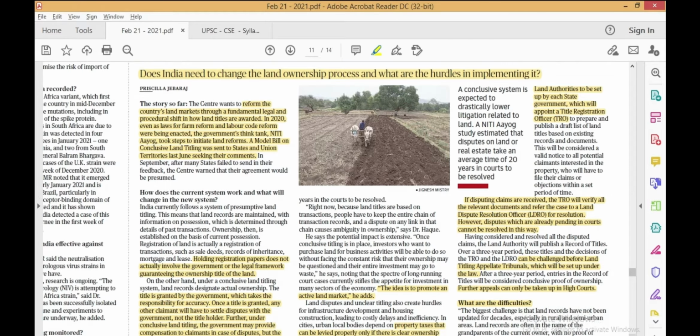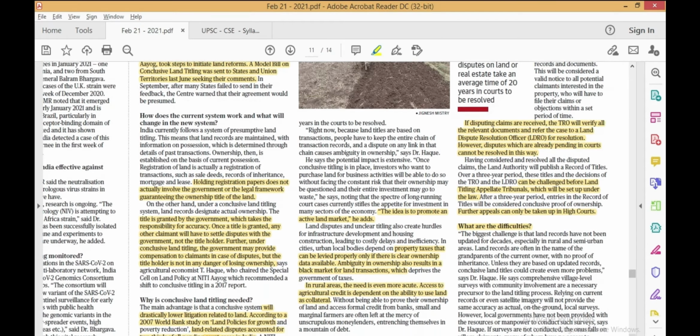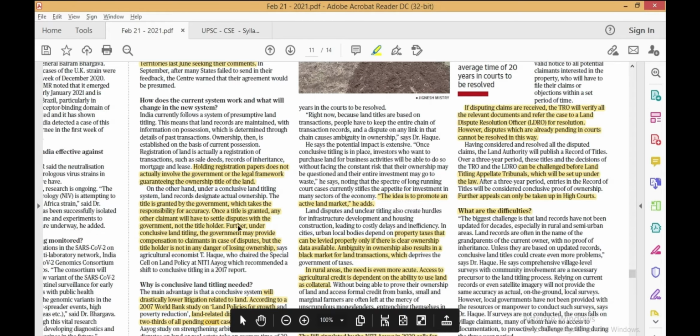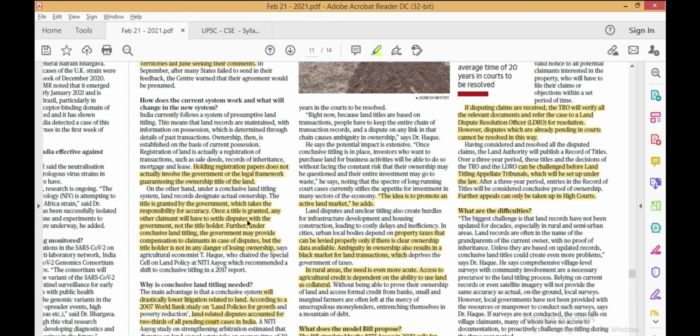And the most important part of this conclusive land titling is written here, this one. What it says: the title is granted by the government, which takes the responsibility for accuracy. Once a title is granted, any other claimant will have to settle disputes with the government, not the title holder. See clearly, you will understand that what we discussed just now, 2/3 of the pending court cases are related to land disputes.